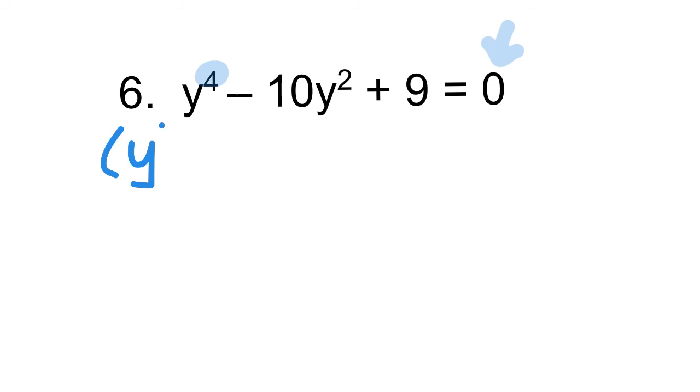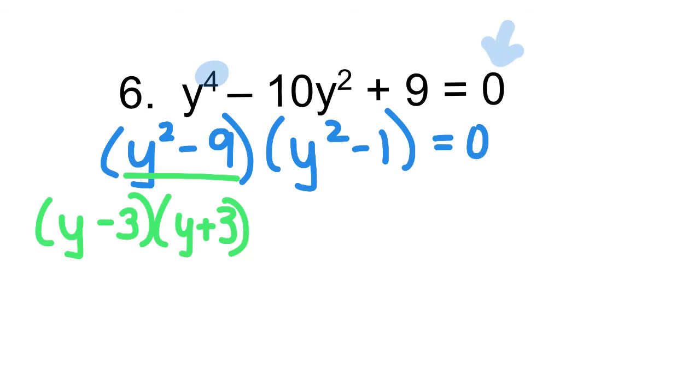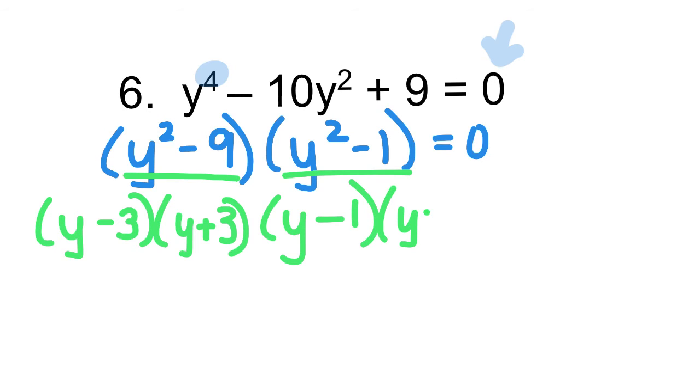So we'll have y squared minus 9 times y squared minus 1. Well, we're not done factoring because y squared minus 9 is a difference of perfect squares. That would be y minus 3 and y plus 3. Again, y squared minus 1 is another difference of perfect squares. So we'll have y minus 1 and y plus 1.